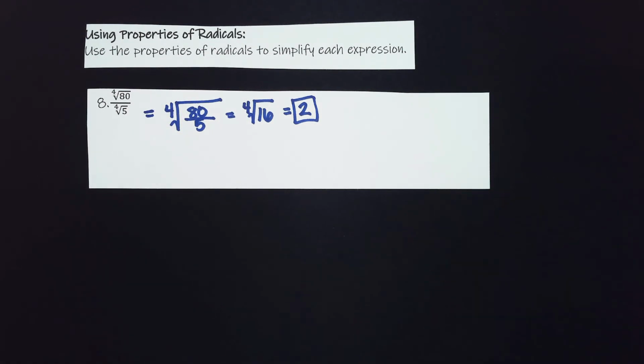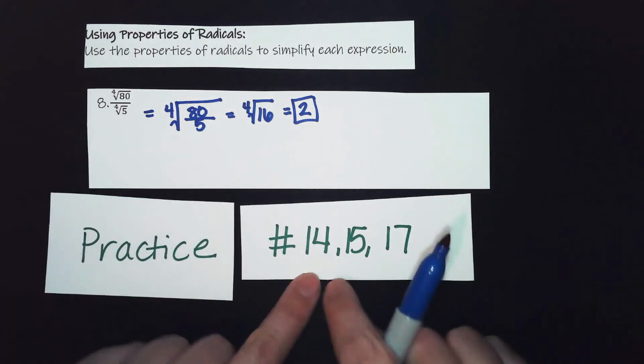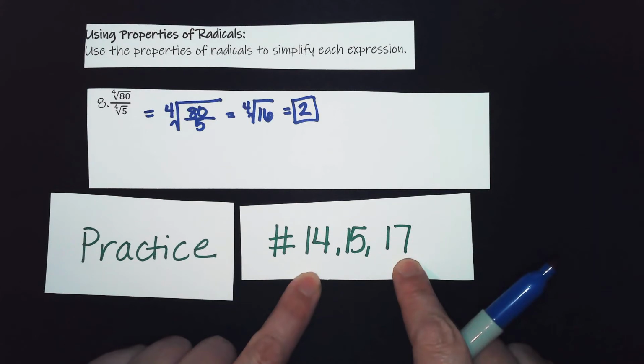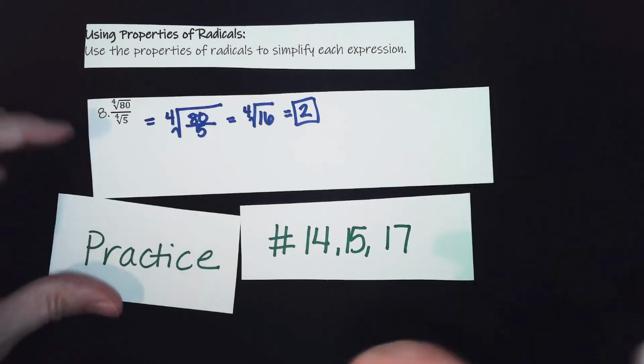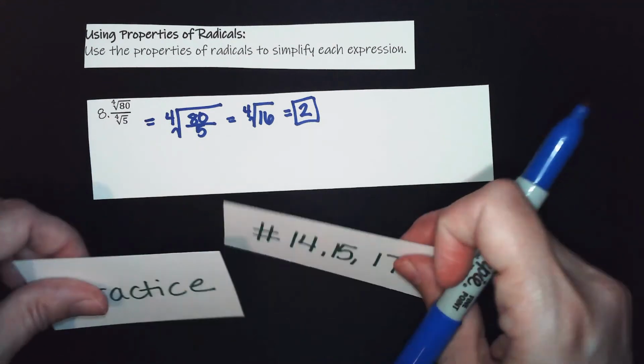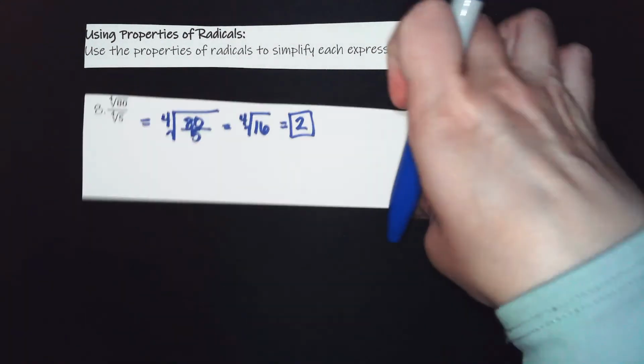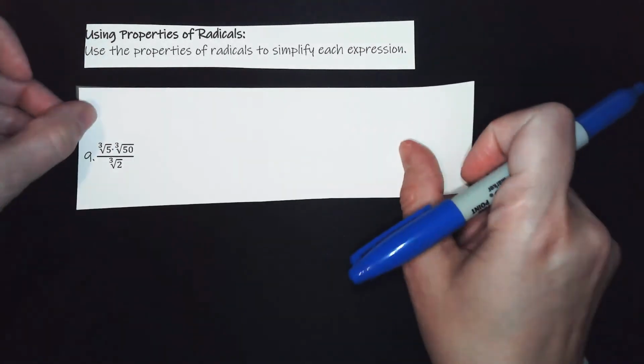So, like I said in the last video, we're going to jump around from practices. This video is not over, but 14, 15, and 17 in the practice go with number 7 and 8. So if you want, you can pause this video and go work on those. But we're going to now move on to number 9. Now all of these have a third root.